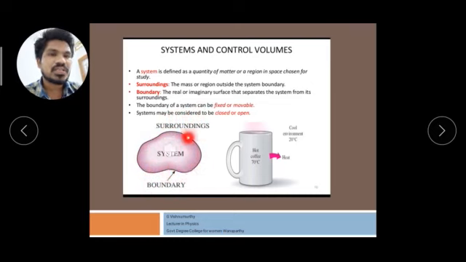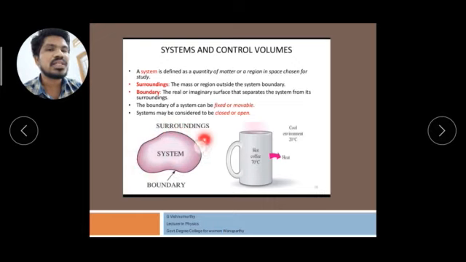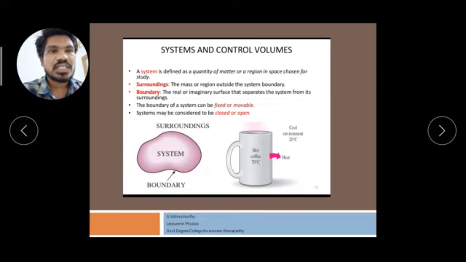The pink color is called the system, and the dark line is called the boundary, and out of the boundary is always called the surroundings. Okay, the system, boundary, and surroundings. A system is defined as a quantity of matter or a region in space chosen for study. Surroundings: the mass or region outside the system boundary is called the surroundings.